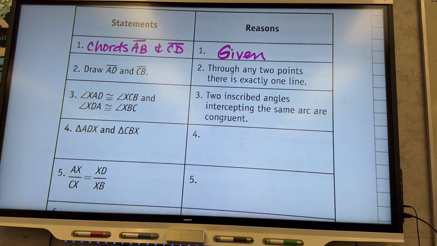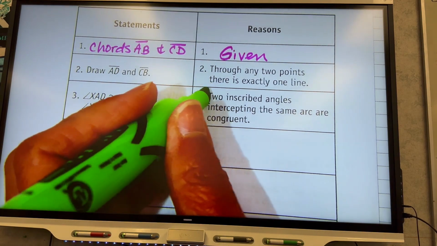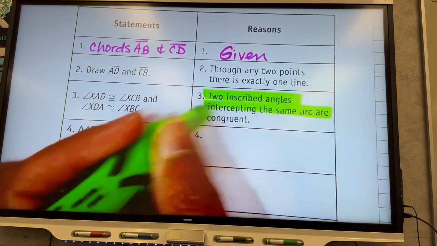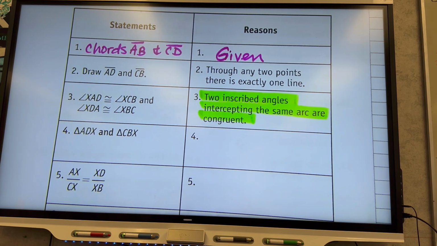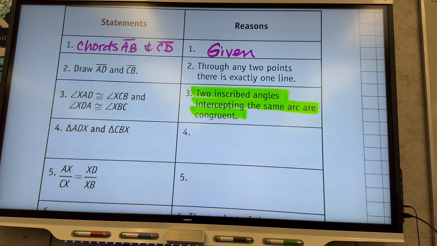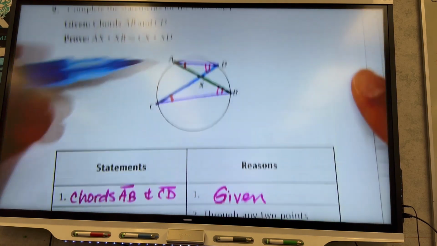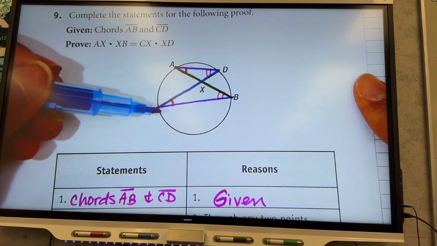I want you to highlight this statement on number 3, or the reason on number 3: two inscribed angles intersecting the same arc are congruent. Okay? I'm going to show you what they mean by that. So first of all, let's look at the two angles that are congruent. Let's look at angle A and angle C.